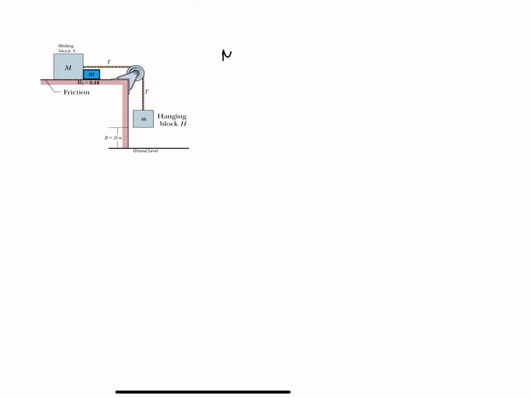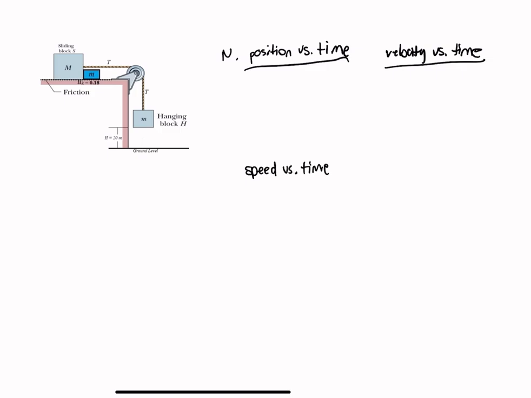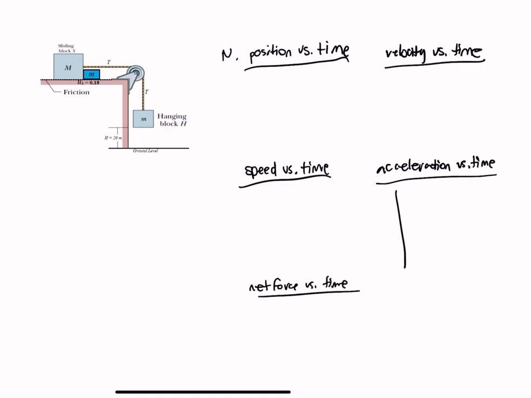So finally for part N, we're asked to draw out the position versus time graph, velocity versus time, speed versus time, acceleration versus time, and net force versus time. So let's start off with acceleration actually, because it's the easiest. The whole time it was constant at 2.5725. We can call this time. And this is acceleration.